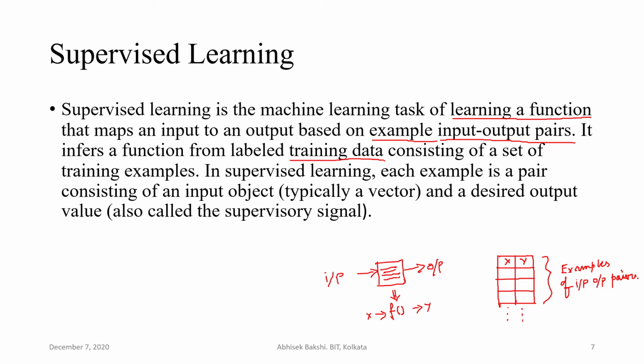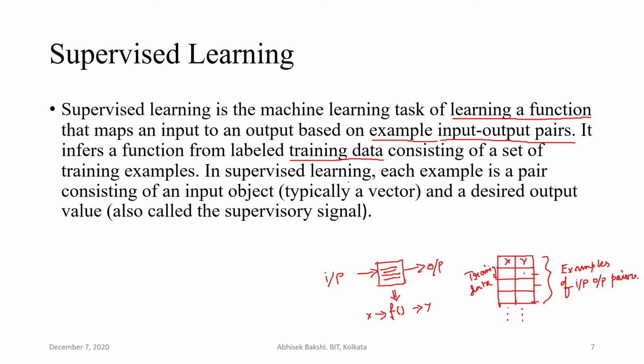Anyway, for now just try to realize this one, that it infers a function from the labeled training data consisting of a set of training examples. So this can be considered as training data also. Consisting of a set of training examples, so these are all examples, each and every example. I have three examples over here: example 1, example 2, example 3.